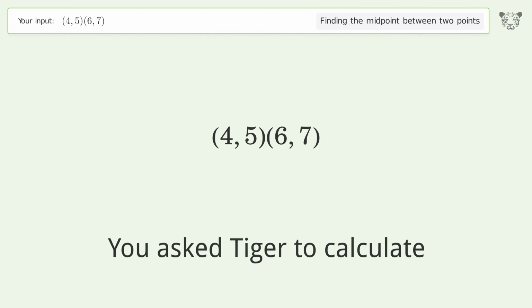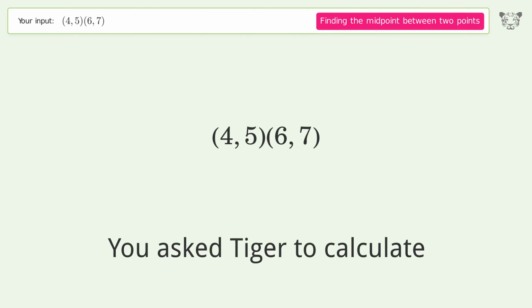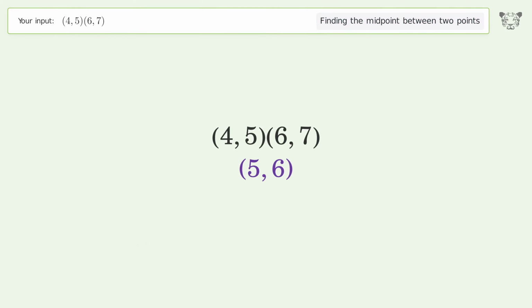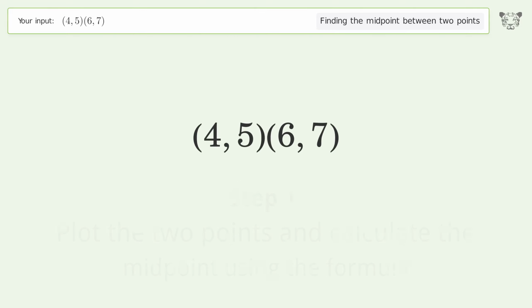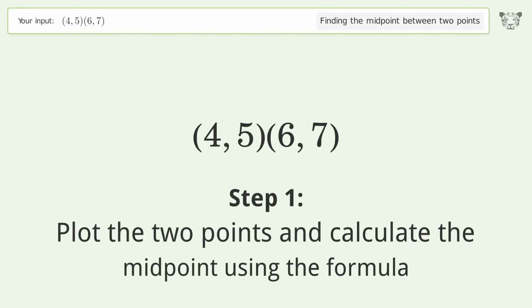You ask Tiger to calculate. This deals with finding the midpoint between 2 points. The midpoint between the 2 points is 5, 6. Let's solve it step by step. Plot the 2 points and calculate the midpoint using the formula.